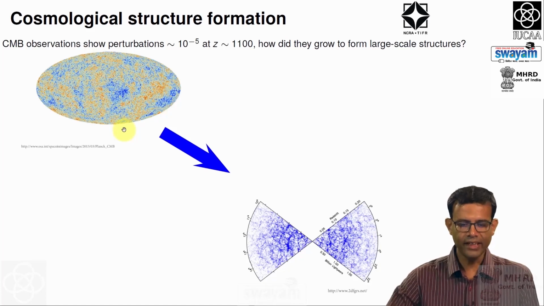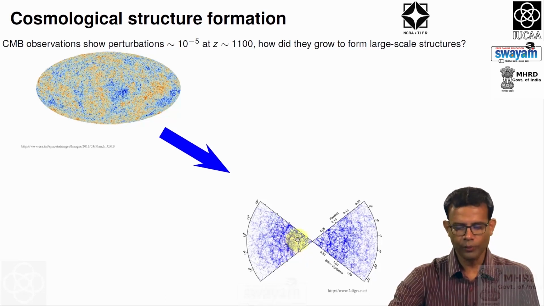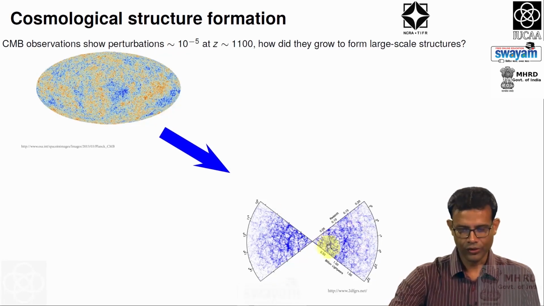However, we see today around us that there are galaxies, and the galaxies are coming in groups like clusters, and they are forming walls like this. So, there is a lot of structure around us today.